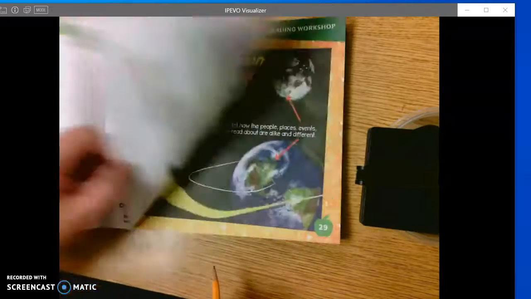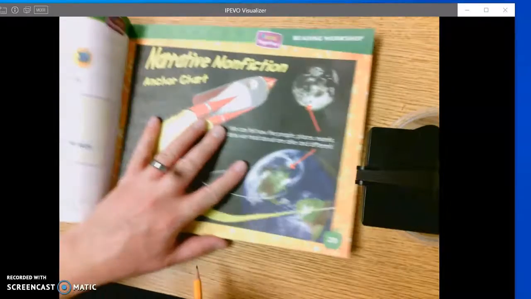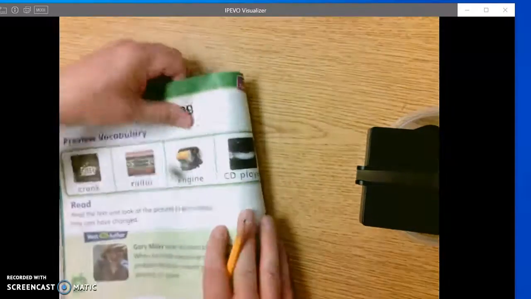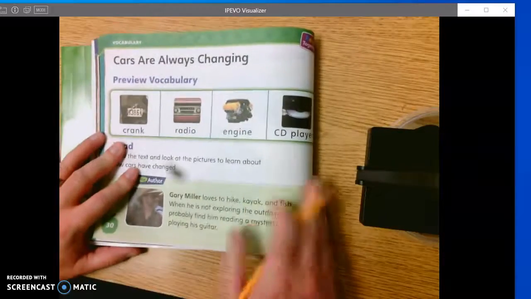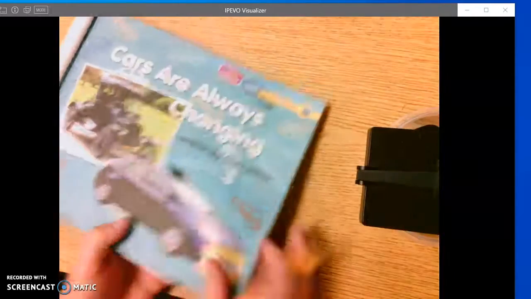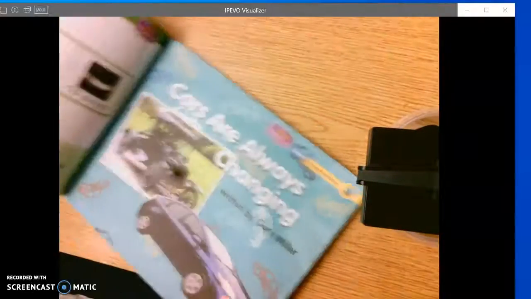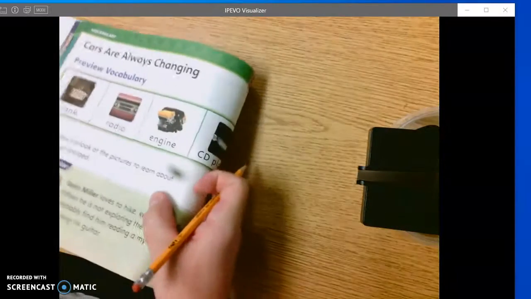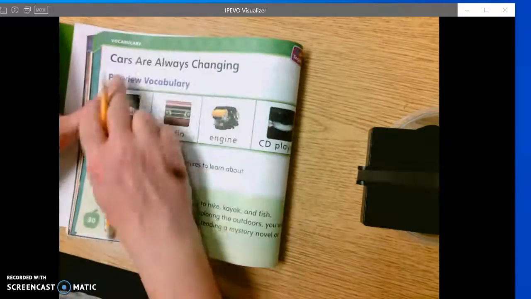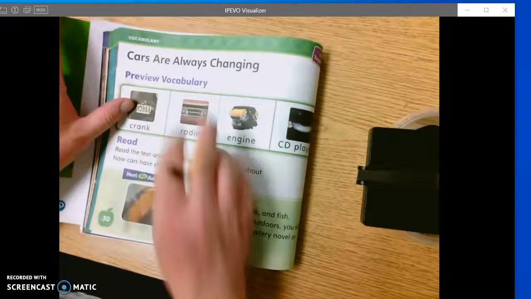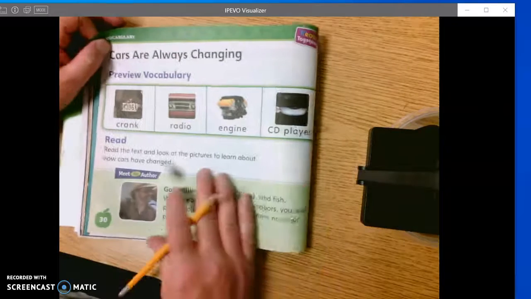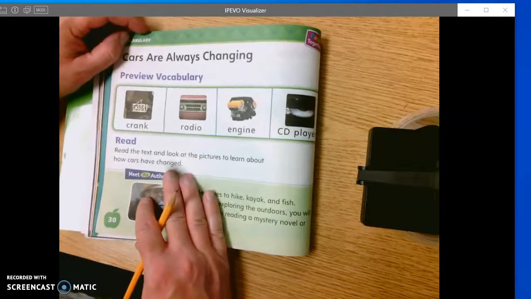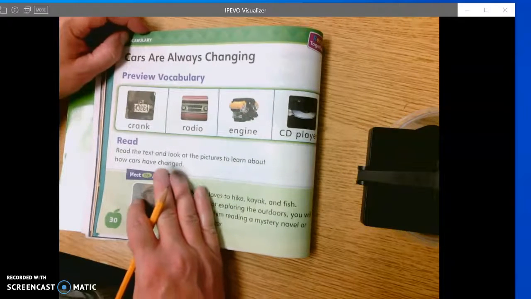Let's keep going. We're actually going to skip all the way to page 30. And we're going to take a look before we start reading our story, which is on the other side of the spread. Remember, a spread is when you open a book like that. I have to fold it so you can see it right on these lessons. But this story is Cars Are Always Changing. We are talking about then and now, and things in the past and things now. And so we're going to talk about how cars have changed, and they're always changing each and every year.